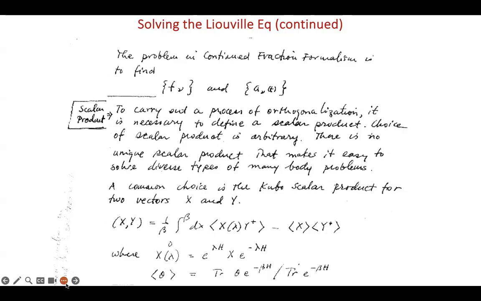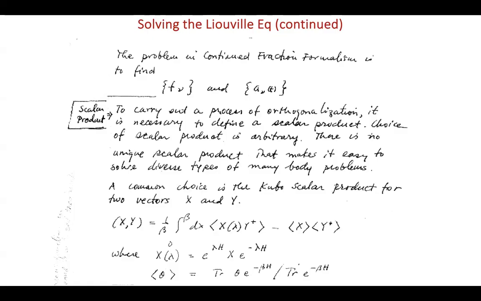Now, Mori did something very smart. Mori chose what is called the Kubo scalar product. Now, what is this Kubo scalar product? Ryogo Kubo was one of those incredibly important figures who carved out statistical mechanics, the foundations of non-equilibrium statistical mechanics as we know it today, pretty much single-handedly before Zwanzig and anybody else.